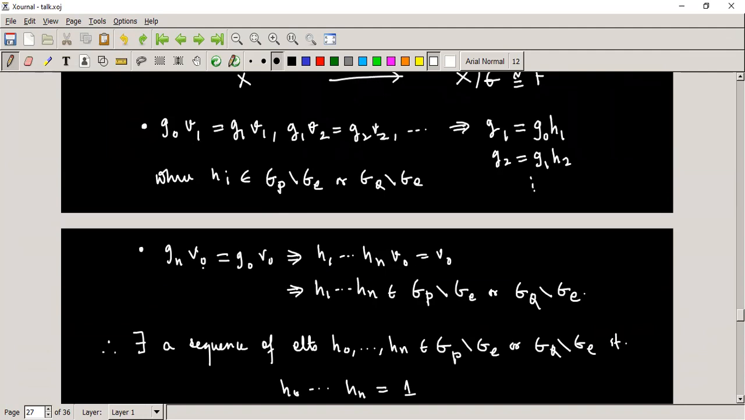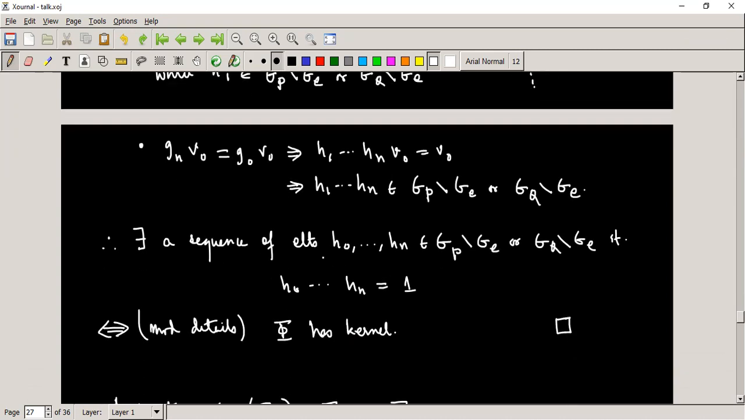So finally, what you're getting is that Gn V0 equals G0 V0, because it's a cycle. The nth guy is the vertex, the zeroth vertex itself. So Gn V0 equals G0 V0. That means if you expand Gn in terms of all of these H1 to Hn, you get H1 to Hn V0 equals V0. So each of H1 to Hn is either in the stabilizer of P or the stabilizer of Q, but not both at the same time.